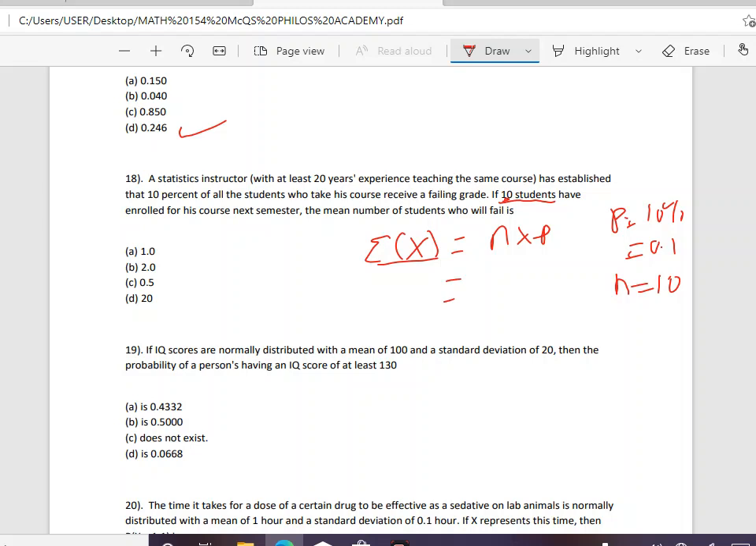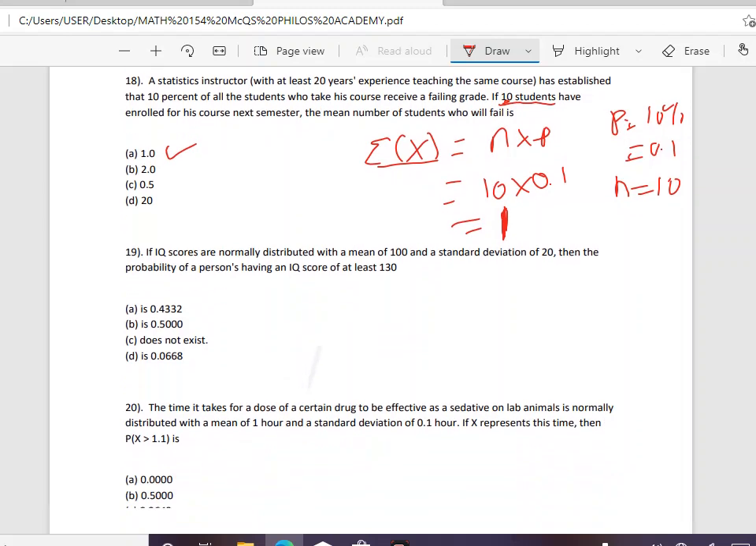So to do that, our n is 10, right? Times our p is 0.1. 10 times 0.1 gives you what? 1. Okay. So the answer for this is A. 1 is the same as 1.0.